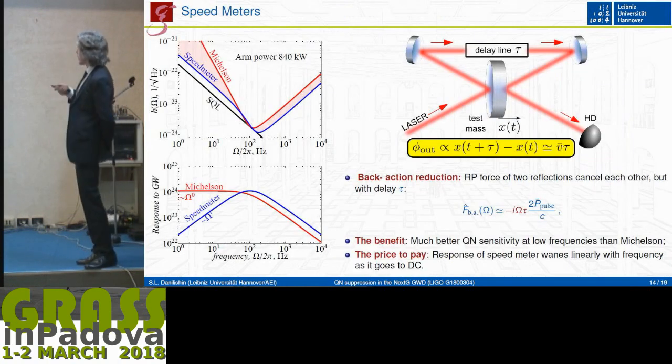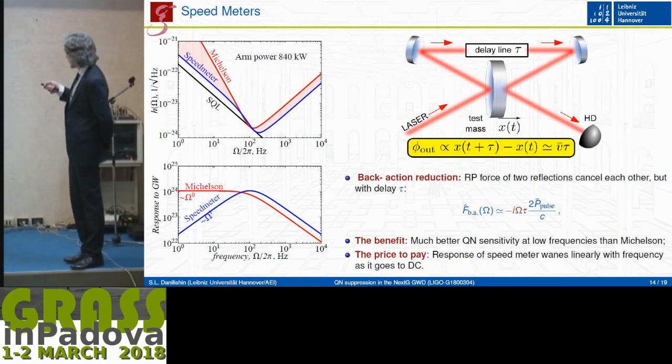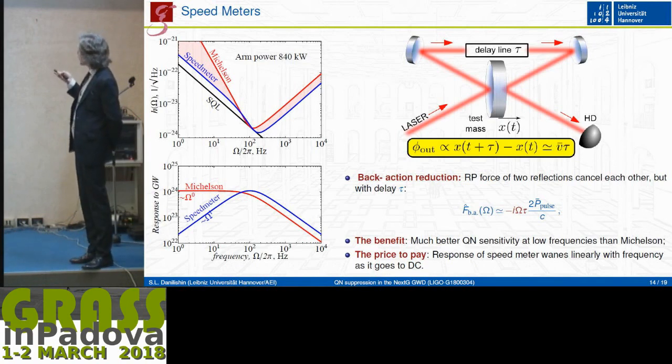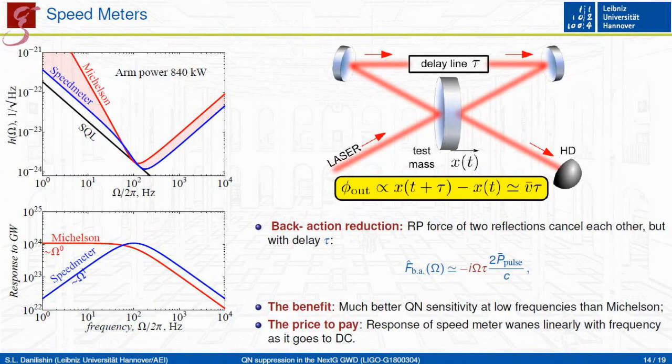Okay, the speed meters. You already heard a lot from me about those. Basically, if you measure, instead of displacement, the velocity of the mirrors, you suppress the radiation pressure, because the light which measures the mirror at first produces a kick, the radiation pressure, which is canceled by the kick at the second measurement. And the result of this is the suppression of the radiation pressure. What is most important, it's happening inside the interferometer, so there is nothing happening outside and there is no interface. The price to pay is lower response at low frequencies.